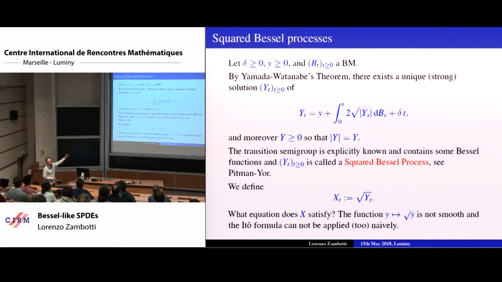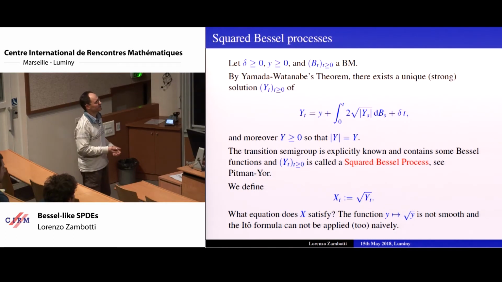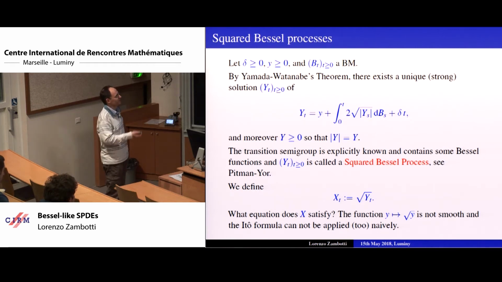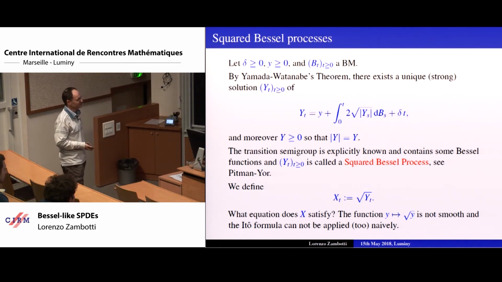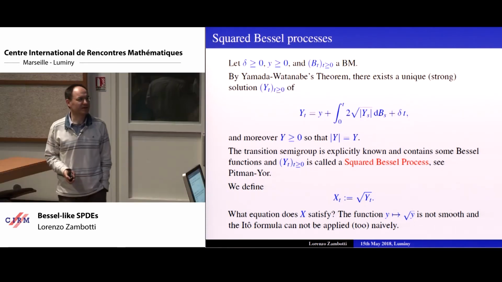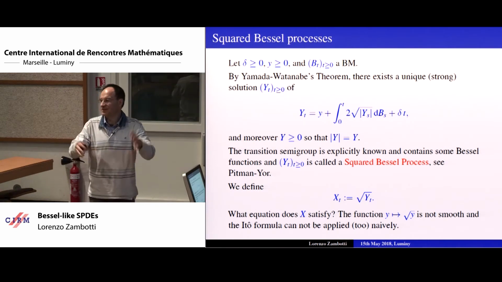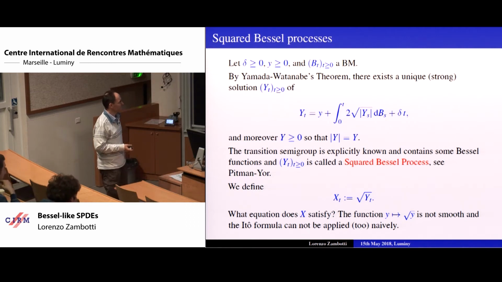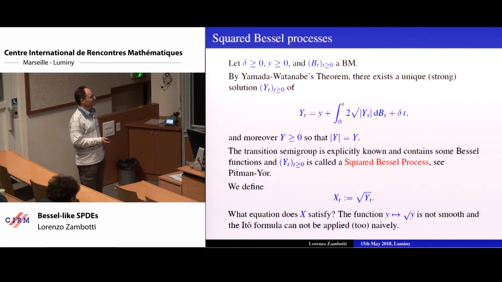It turns out that these processes have many beautiful properties. You can compute many things explicitly. For instance, the transition semigroup, which contains some special functions of Bessel type, and that's the reason why the name Bessel is associated to these processes. There is an important paper in the 80s by Pitman and Yor, which started a very important production. You can also see the monograph by Revuz and Yor for much information about this class of processes.